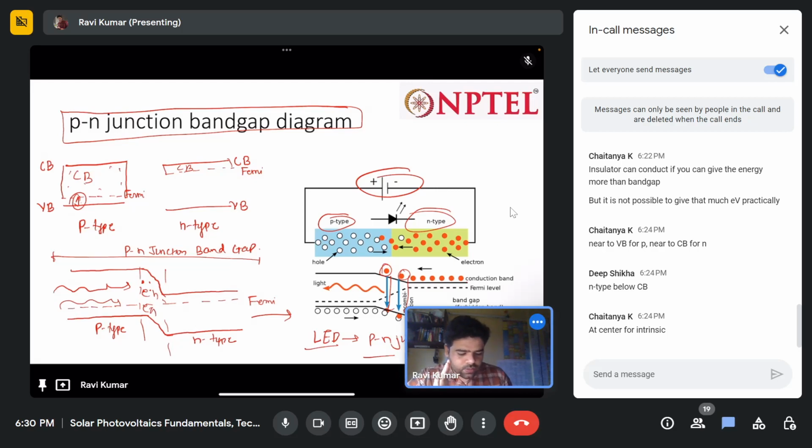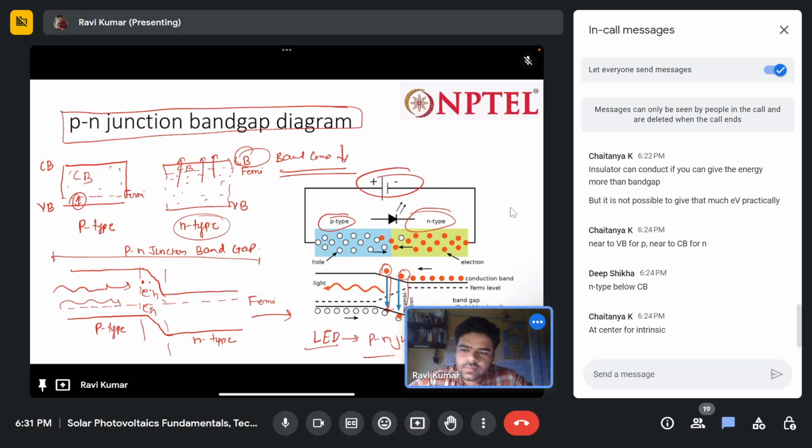Same goes with this n-type. What happens in the case of n-type? We have a pentavalent impurity, that's why we have a large number of electrons. So our electrons are filled here, below the Fermi level, so these electrons can jump to the conduction band easily. So here also this band gap is reduced. I hope it is clear now.